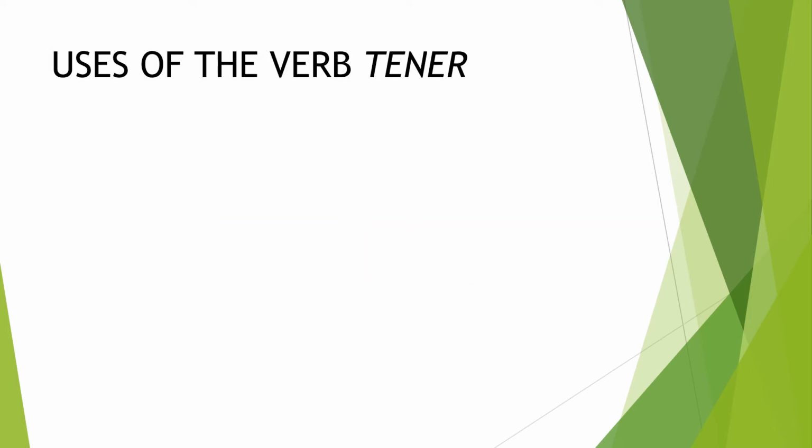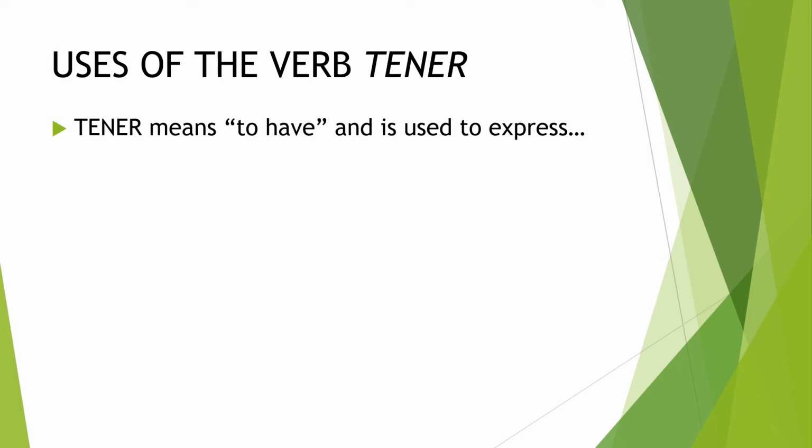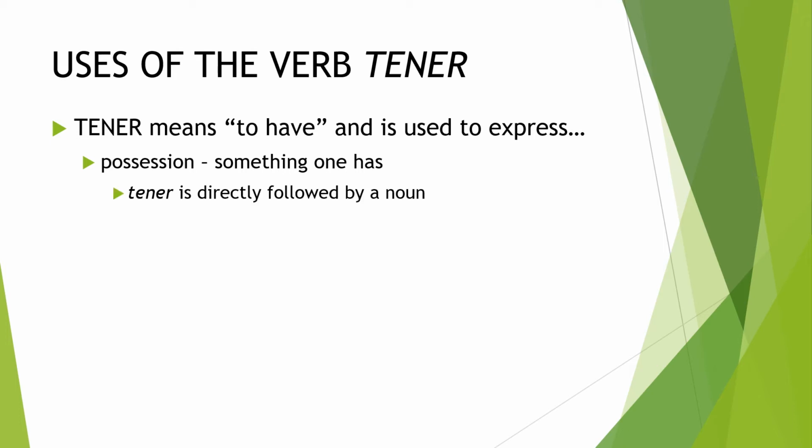There are 2 uses of the verb tener. Every part of this slide is important to write down. Although the first part is going to be a review, it still is important to write down so you can compare it to the new use of the verb tener that we're going to talk about in this grammar lesson. So first of all, tener, remember, means to have, and it's used to express, this is the review part, the possession, which is something that one has. That is when tener is directly followed by a noun. Again, I introduced this in Unidad 4, and we used this concept in Unidad 5, 6, and 7. So this part is review.